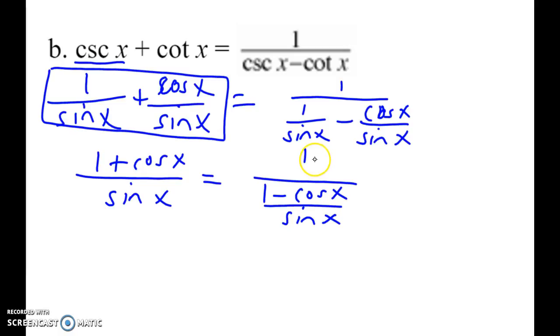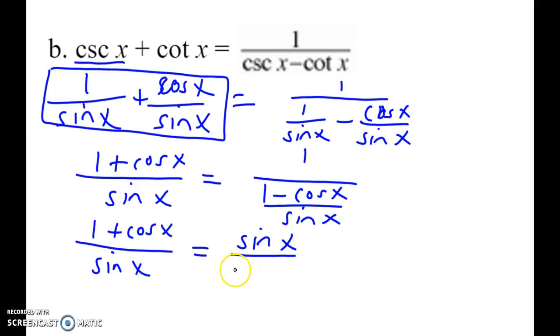So I've got 1 divided by a fraction. So with our fraction division in mind, we keep the numerator of 1 and multiply by the reciprocal of the denominator. And the reciprocal of that denominator is sine over 1 minus cosine of x.